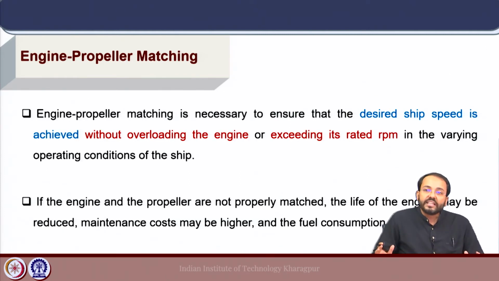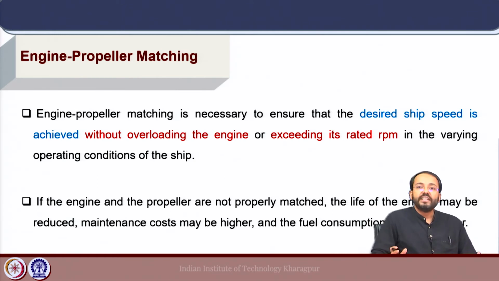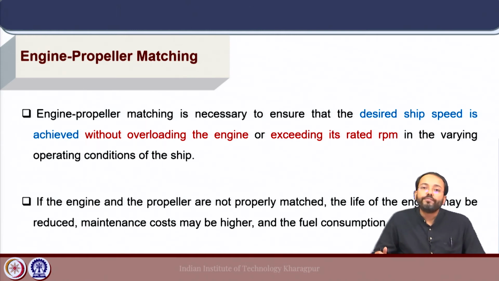Now, the engine propeller matching needs to ensure that the desired speed is achieved without overloading the engine or exceeding its maximum RPM for varying operation conditions of the ship. If they are not matched properly, what can happen? The engine lifespan may be reduced because of suboptimal operation conditions, maintenance costs may be high, and fuel consumption may be high, which will affect the economy of the vessel.